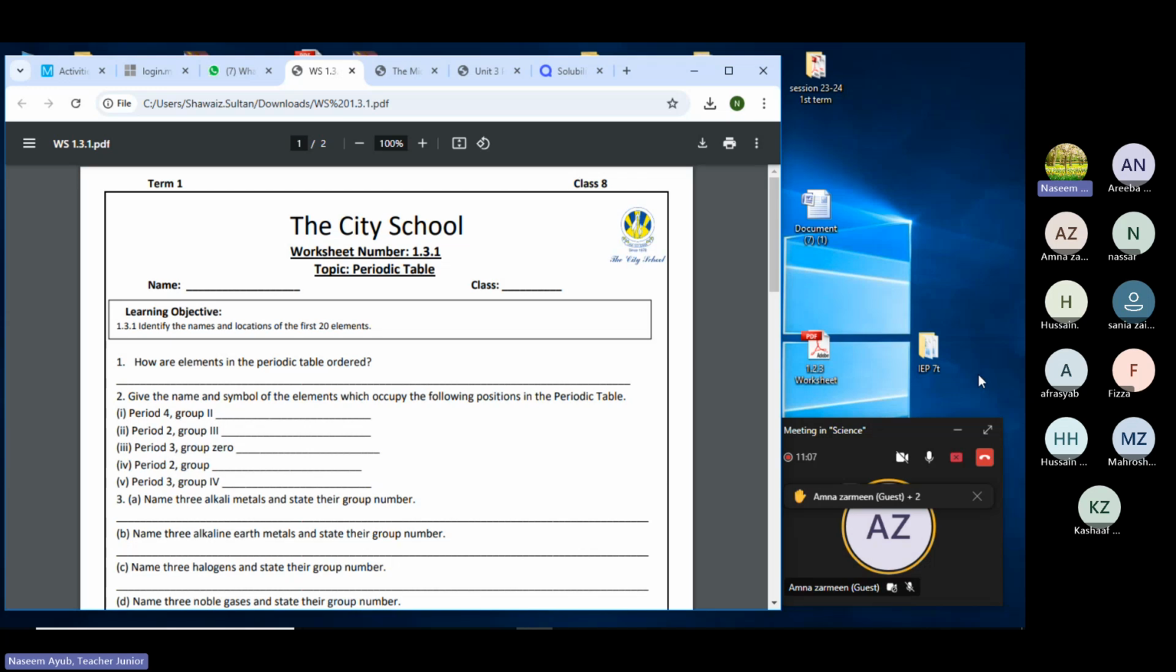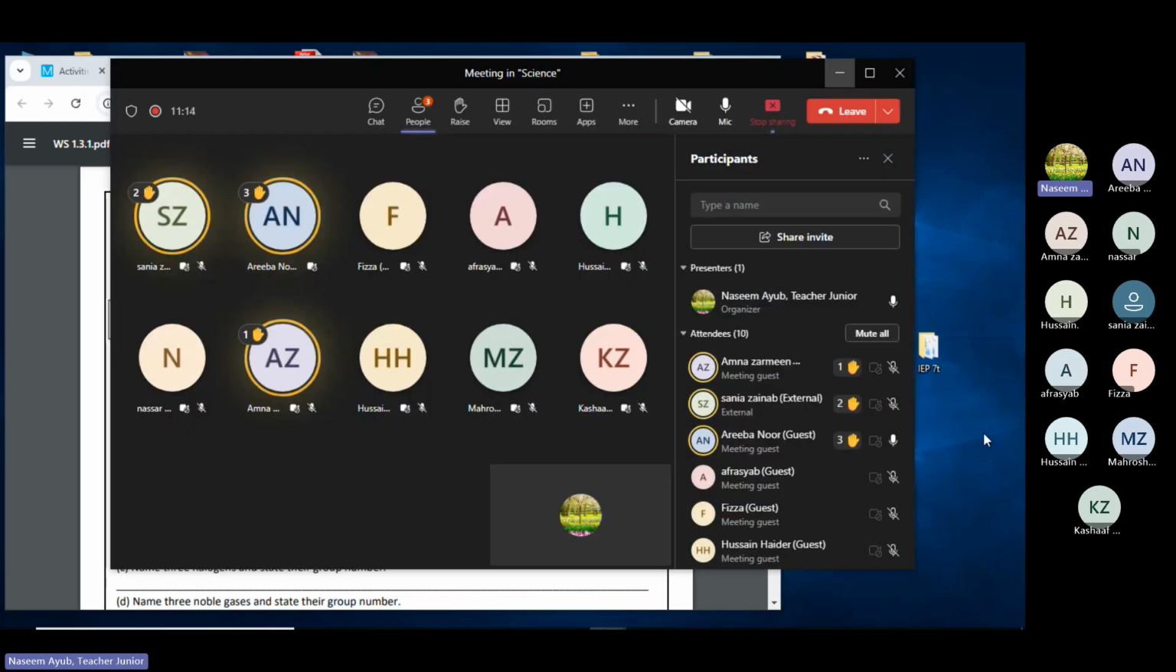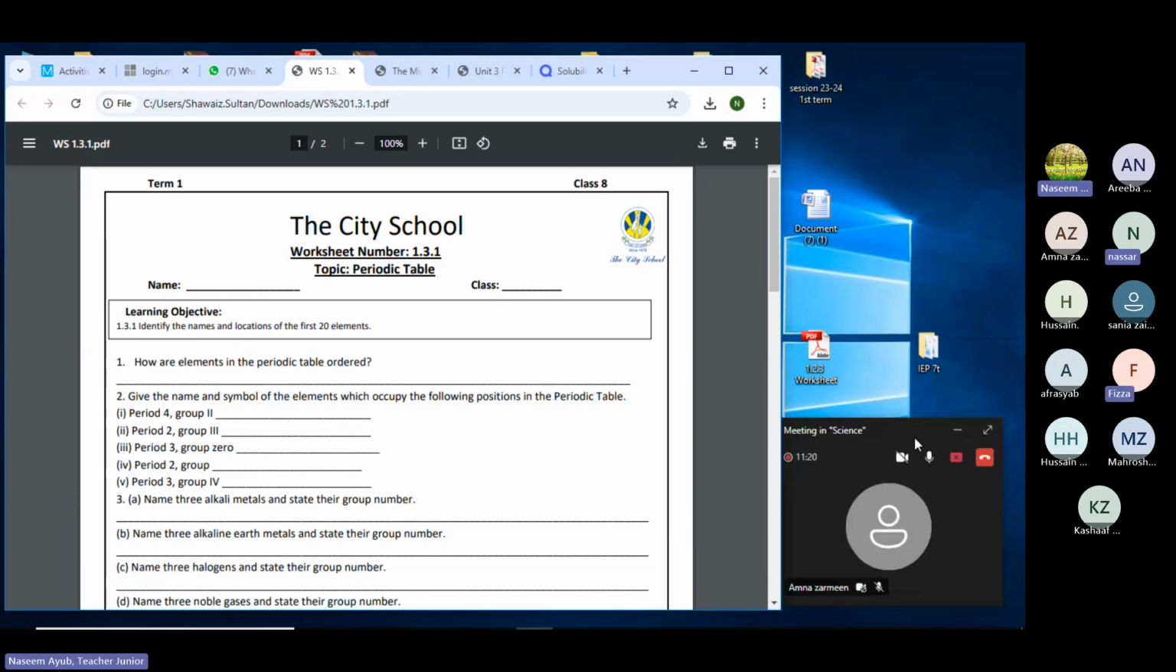Give the name and symbol of the elements which occupy the following positions in the periodic table. So for number 1, yes, Fiza, you can unmute and share the answer of number 1, please. Ma'am, calcium. All right. What do you say, Sanya? Is she right, beta? Is it calcium? Yes, ma'am. Okay, it's calcium. Good. Calcium is the correct answer. Okay, so which of the elements is in period 2 and group 3?